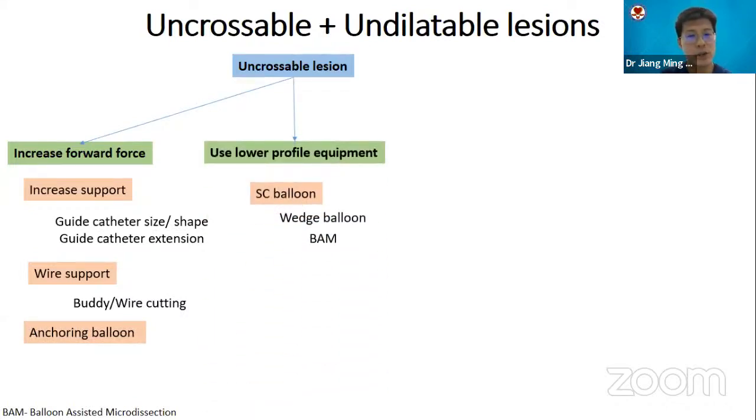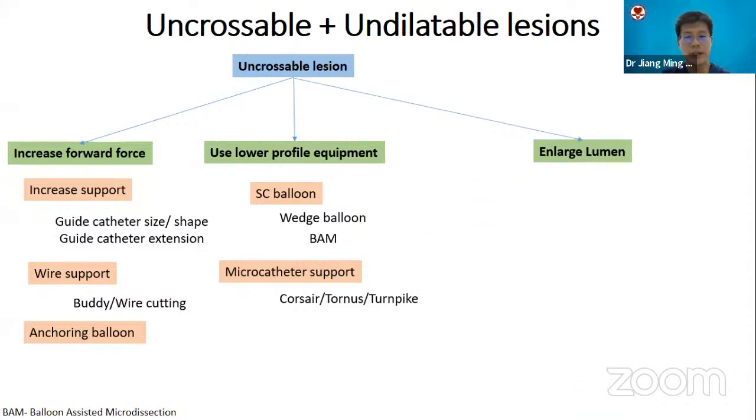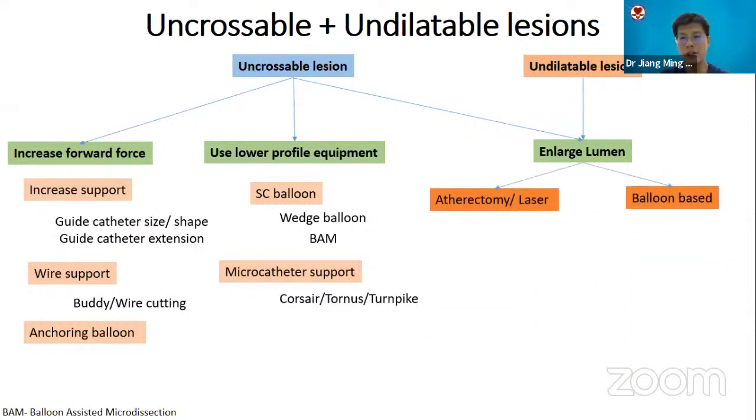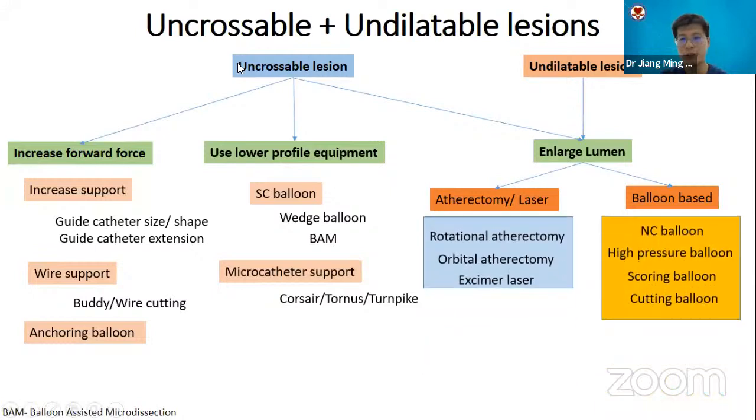Another method could be to use lower profile equipment, using semi-compliant balloons, the smallest one possible, 1.0 mm, for example. Wedge balloon techniques or balloon assisted microdissection, and the use of a microcatheter that's torquable and can transmit the torque would be useful here as well. And the other strategy is to enlarge the lumen, which is used especially to dilate the undilatable lesions. And this could be done using a combination of atherectomy based or laser techniques or balloon-based techniques as shown here.